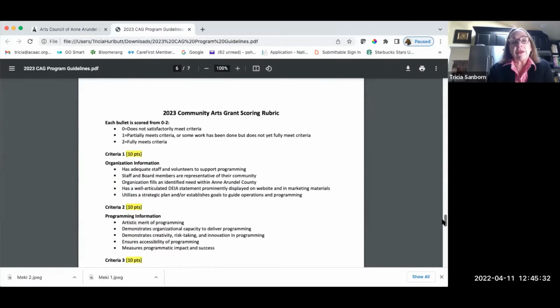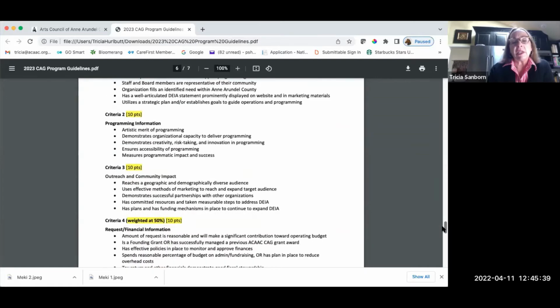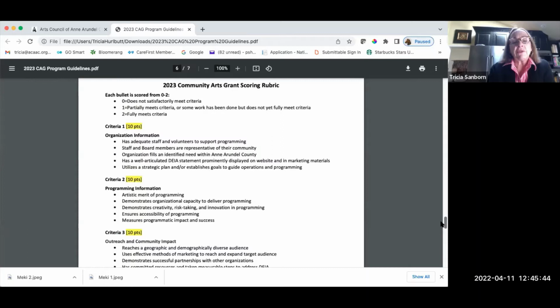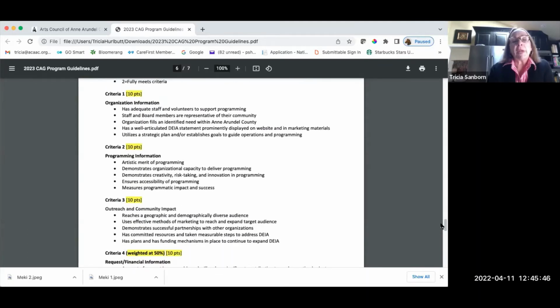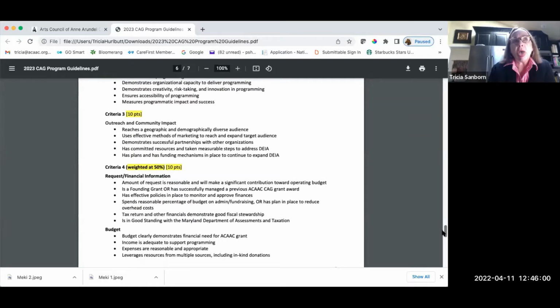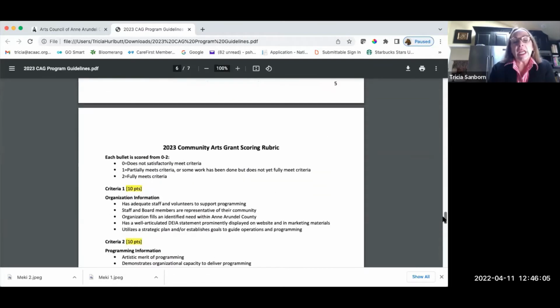Here's the rubric that I mentioned. Please read this and understand it, because this is how your application is scored. The application is divided up into 4 basic sections. We have organization information, programming, then outreach and community impact, and then the request and the financials. All of these four parts of the application are equally scored.